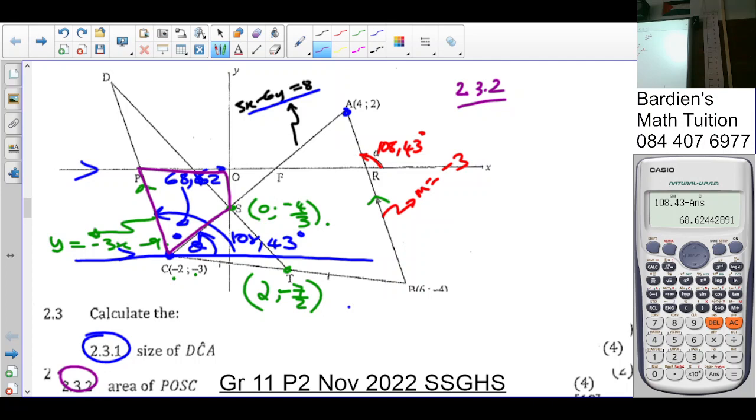So people, to work out POSC, there's many ways of doing it. I can divide this up into two triangles, and then work out the area of triangle OPS. This was a right angle triangle. And then I can calculate that distance, that distance. Since I got this angle, I can use the area formula for a non-right angle triangle, which is half ab sine C. That is one way of doing it. I'm sure there's many, many more.